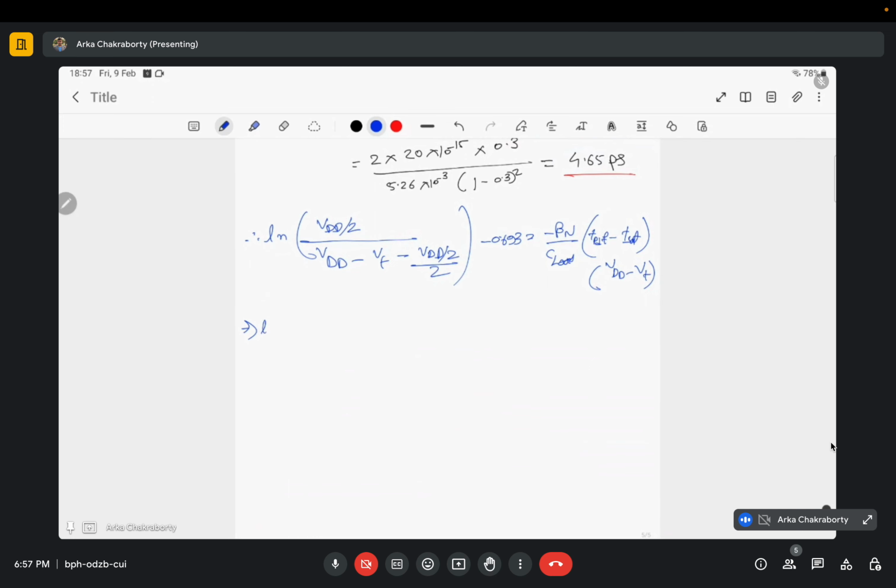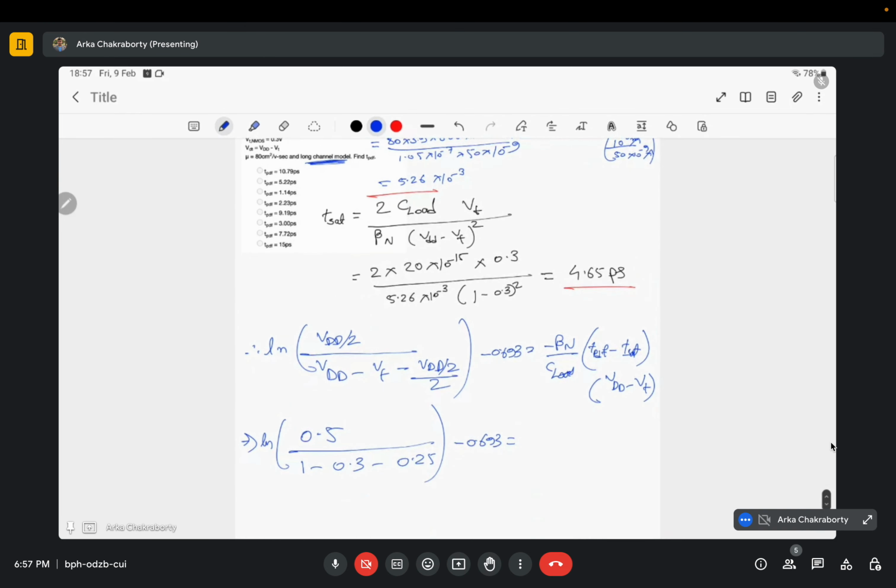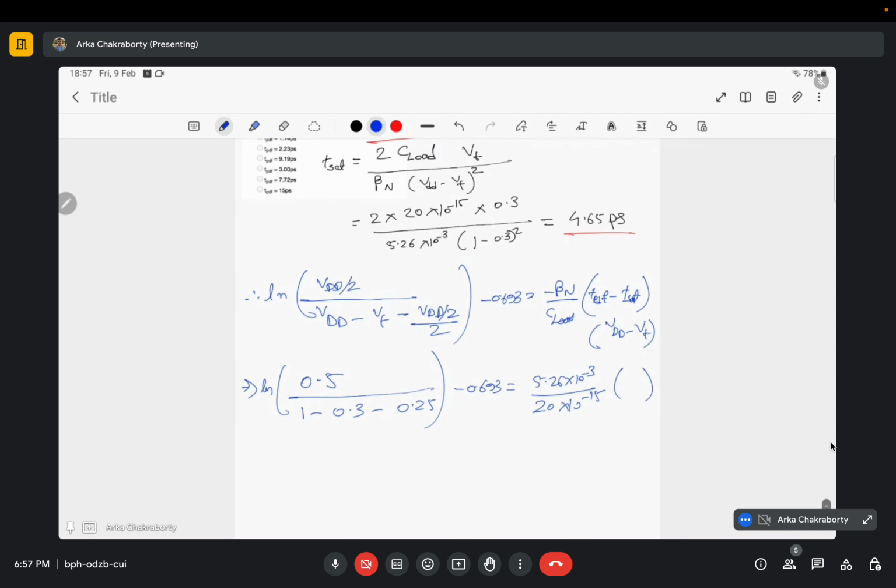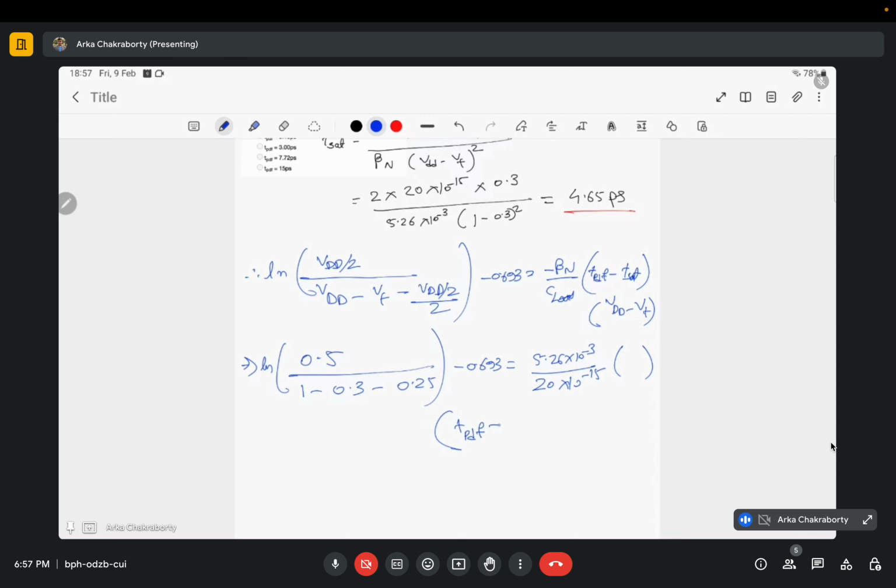Okay, let me write it. VDD is 1, 1 by 2 is 0.5, so 1 minus 0.3 minus VDD by 4, that is 1 by 4, it is 0.25, minus 0.693 equals to beta n, which was coming as 5.26 into 10 to the power minus 3, C load was 20 femto, into TPDF minus TSAT. TSAT was 4.65 picosecond, and VDD is 1, VT is 0.3.